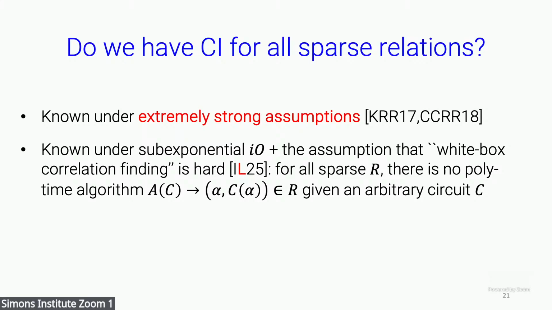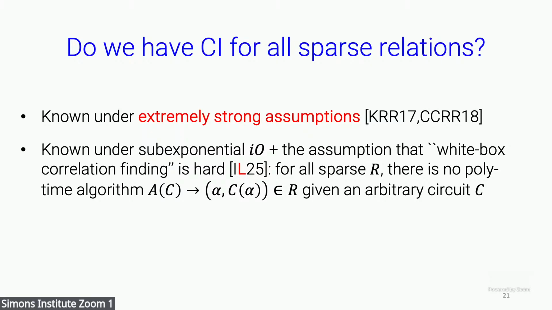And you solved the problem if for every C, you find an alpha comma beta such that beta is equal to C of alpha, and alpha comma beta belongs to the relation. And so what we show is that if for all sparse relations, this worst case problem is hard to solve in polynomial time, then an obfuscated pseudorandom function will be correlation intractable for all sparse relations.